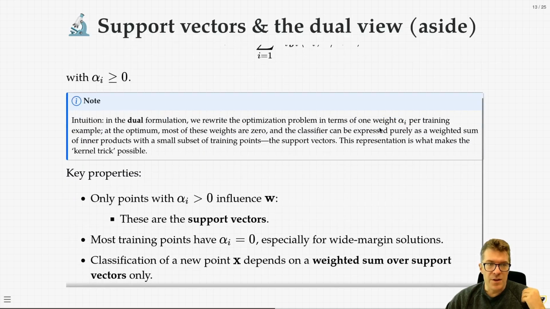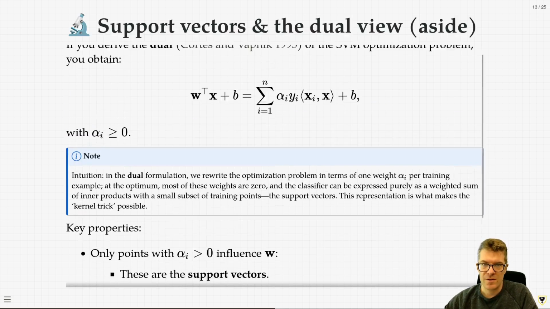The intuition is, in the dual formulation, we can rewrite the optimization problem in terms of one weight per training example. So every training example gets a little weight at the optimum. Most of these weights are going to be 0. Most of these weights are not going to be relevant to doing classification on new data points.